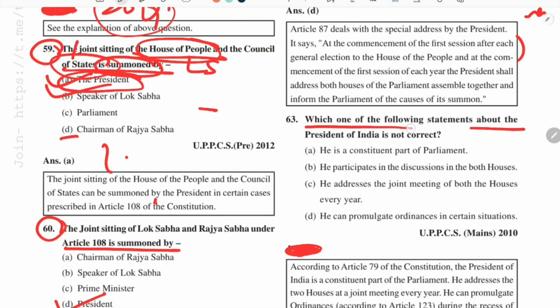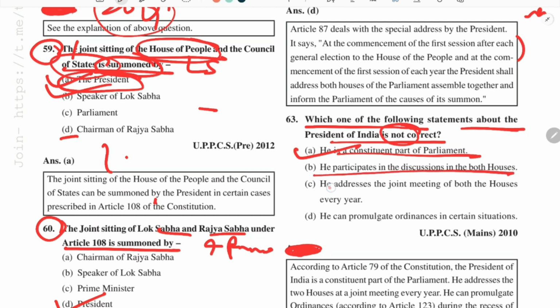Which one of the following statements about the President of India is not correct? He is a constituent part of Parliament. That is true. I told you that Parliament comprises Lok Sabha, Rajya Sabha plus the President. He participates in discussion in both houses. He addresses the joint meeting of both houses every year. He can promulgate ordinances in certain situations.